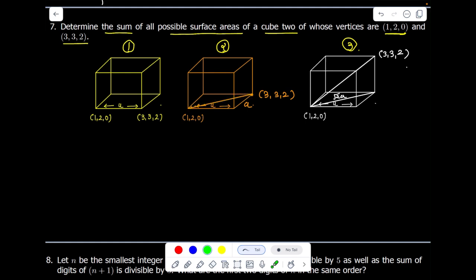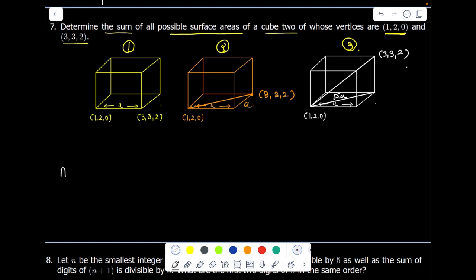And in the third case, one vertex is in the first surface and the second vertex is in a different surface, and they are connected diagonally like this. So there will be 3 cases: adjacent, diagonal, and diagonal on different surfaces. So we need to find the area for the first case, second case, and third case and add them. So let's find the area for the first.